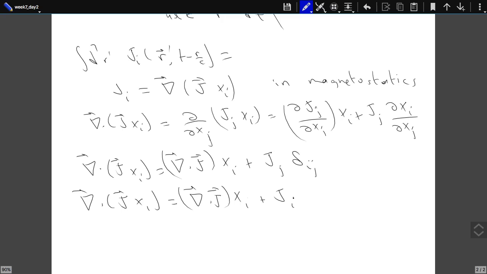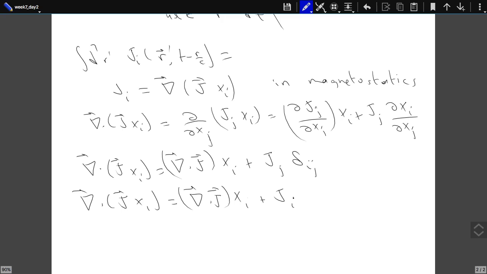So in magnetostatics, this was 0. So instead of j_i, we could use this term, but the integral of this term over a volume is 0 because we can write this as a surface integral. And on the surface, j is 0. But now we are not in magnetostatics. This term is not 0.